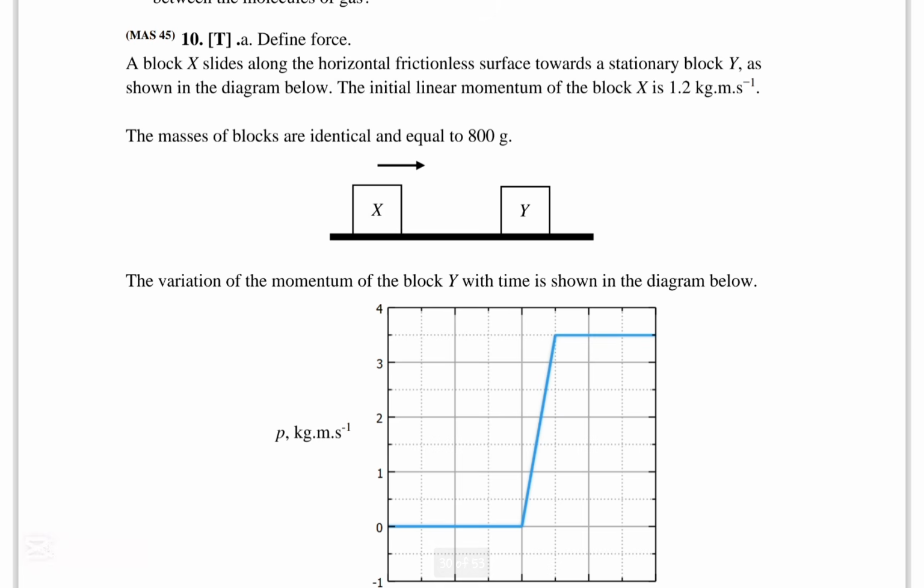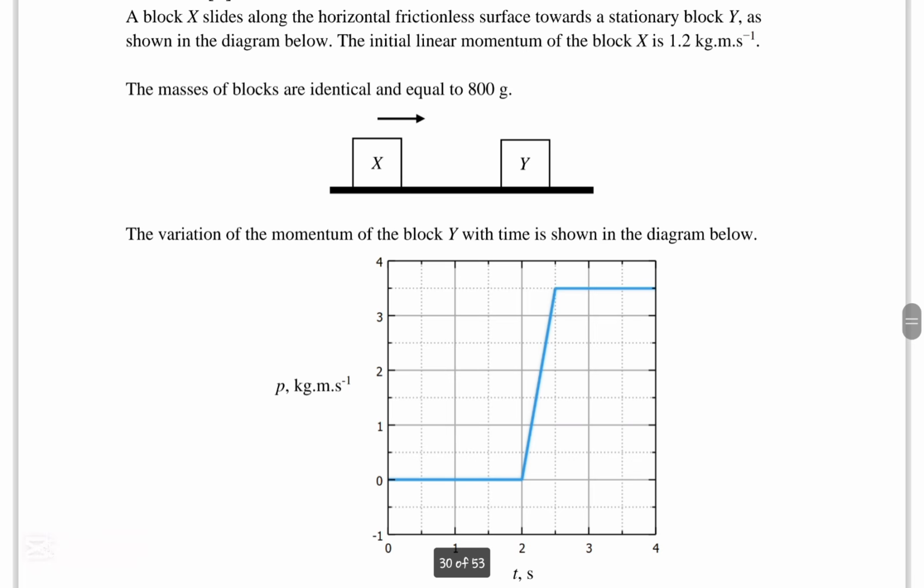What does it say? Define a force. Okay, this is very important. When they ask you to define a force, you should say that the force is the measure of interaction between two objects. In the answer key, this is what it says. To define a force, it's the measure of interaction between two objects. That's it, and done. Now look what they told us.